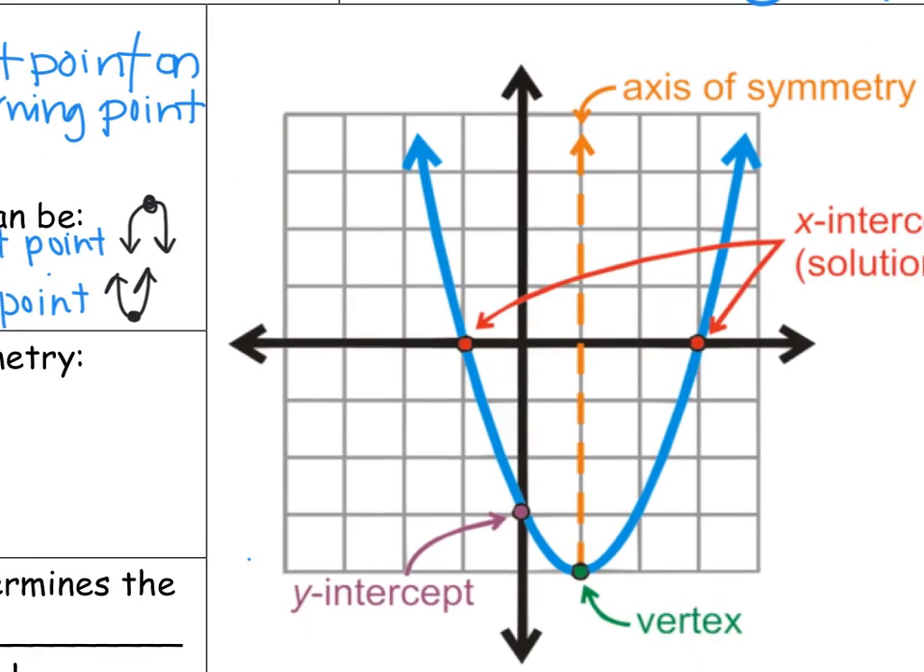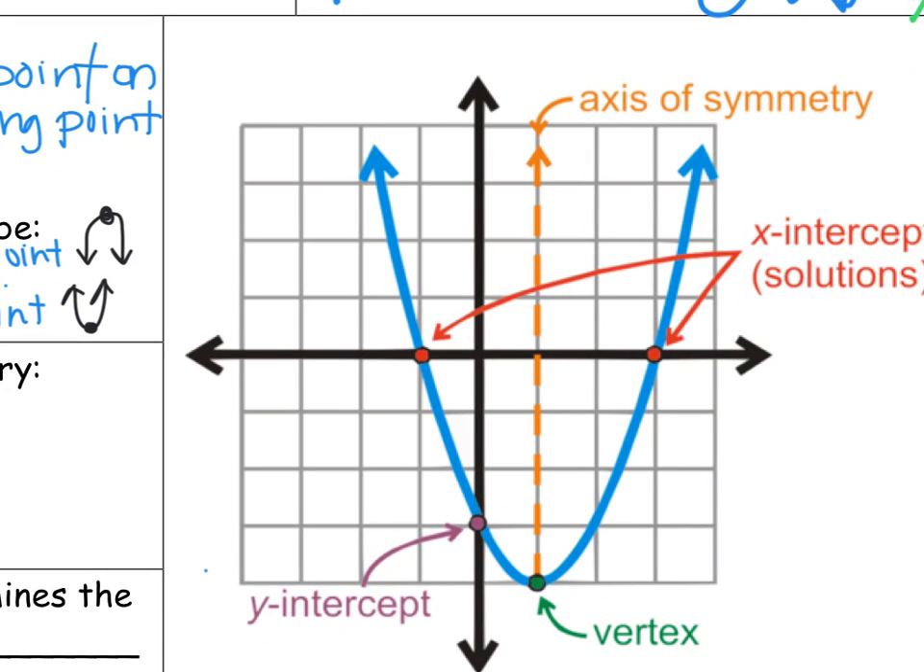If we take a look at our parabola over here, here is the vertex, and this particular vertex happens to be the lowest point because our parabola is opening upward. It's the bottom of the valley. And that vertex is the turning point. So if we're going along on this parabola, it's going downhill. This is where the turning point is, and now the parabola is going uphill.